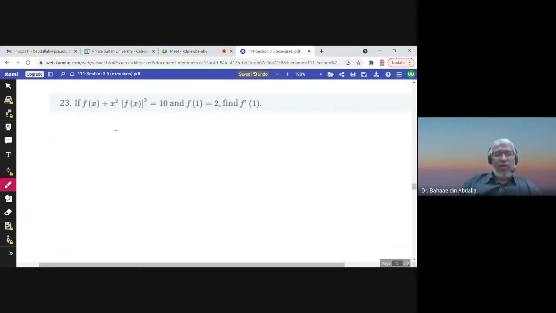Find f prime of 1. Well, this is f of x, so let me find f prime of x.